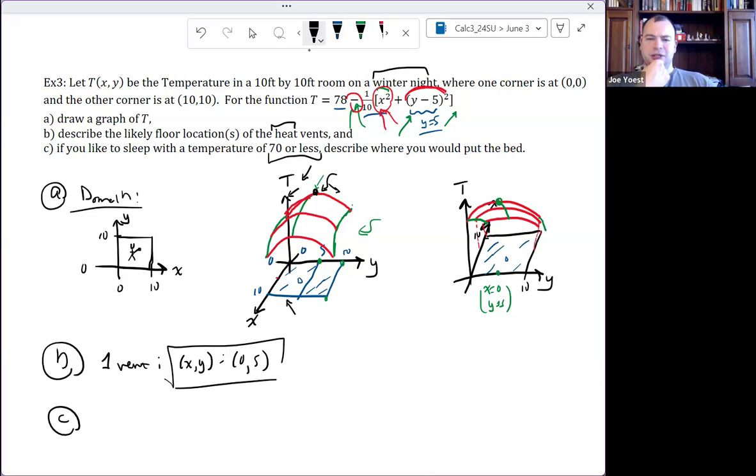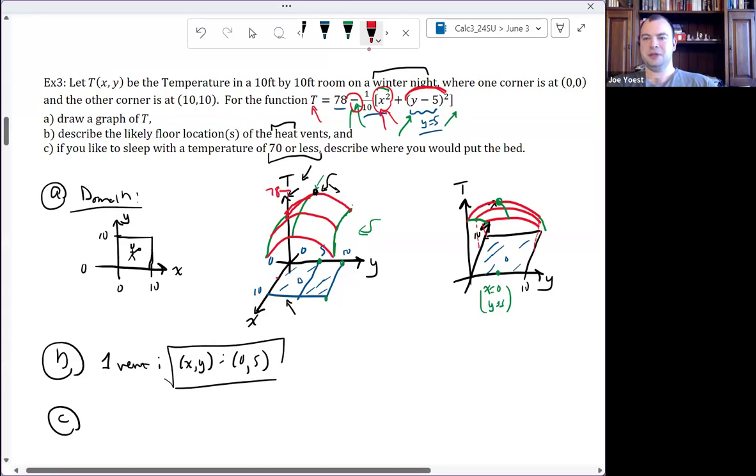What is this question asking? There's a couple ways I can think about it. One is just a sledgehammer approach: figure out when big T is less than or equal to 70. There's also a geometric approach. I've run out of color, so I'm going to reuse the color blue. And I see that on my temperature axis, I know that when x is 0 and y is 5, at the maximum here, my temperature is 78.